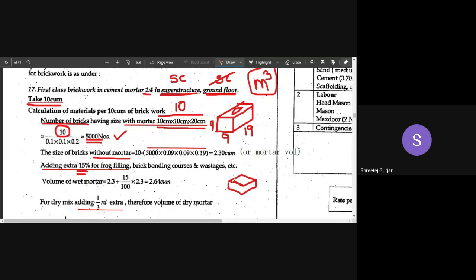It is indented on your brick, right? So to fill this particular volume, we take 15% extra because we have to fill this frog also. And we are taking 15% extra also for wastages. Some wastages we have to consider. So totally 15% extra. So 2.3 multiplied by 1.15, you will get 2.64 as the quantity of mortar.